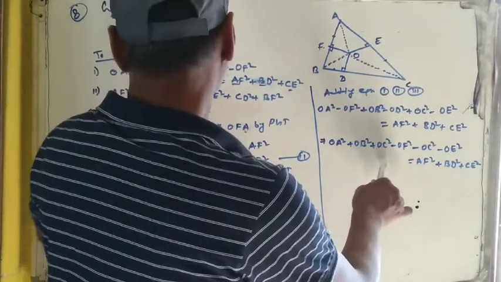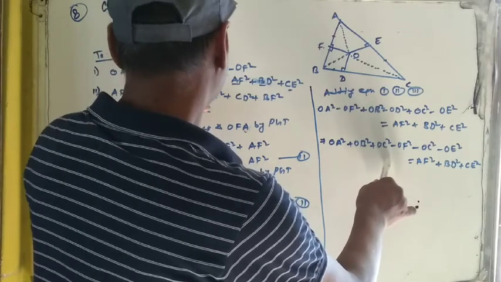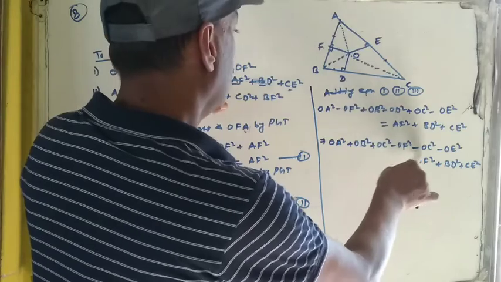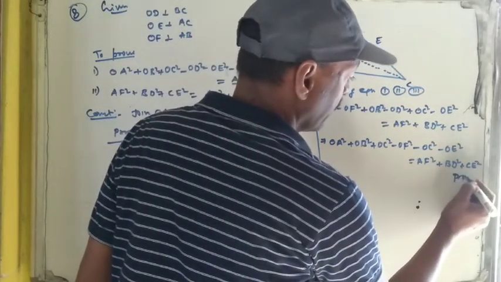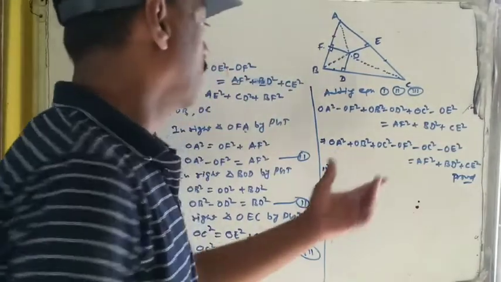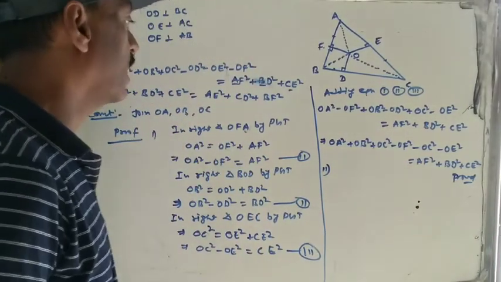OA plus OB plus OC, minus OF minus OD minus OE. Now this has been proved here. For the second one, if we take this, we can get the desired result. Just see how we can get it.